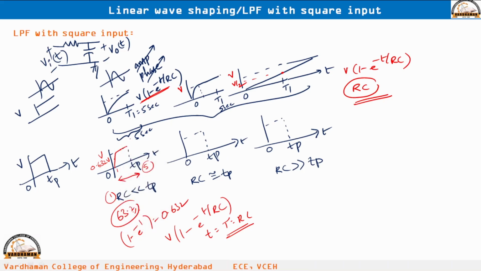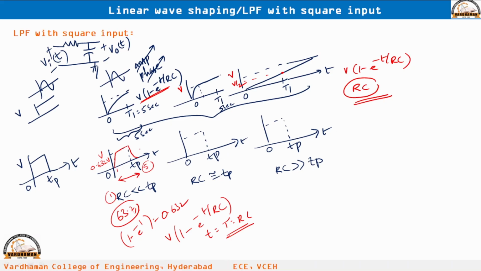But exactly at T equal to Tp, the input is removed. Because the supply voltage is becoming 0, we can say the voltage source has been removed, or the voltage source has been short circuited. Whenever the supply is not there, the capacitor starts discharging, that means the output voltage will be decreasing and becoming 0. So this type of output you will get when you take RC very much lesser.